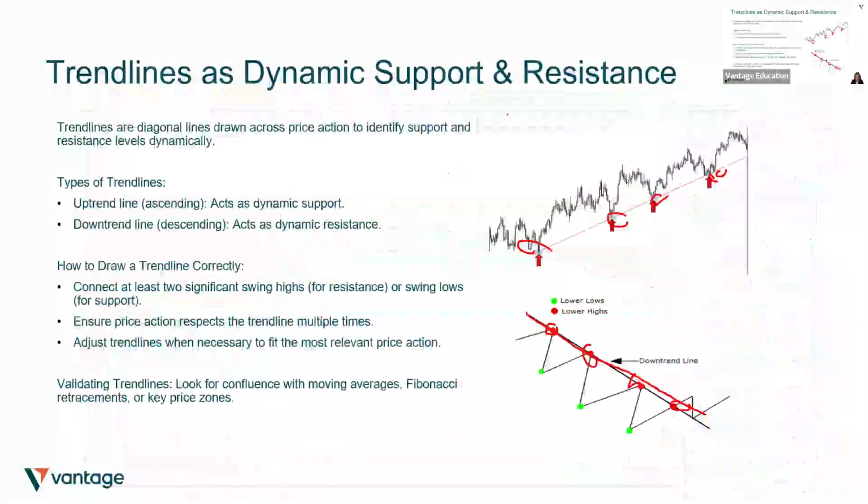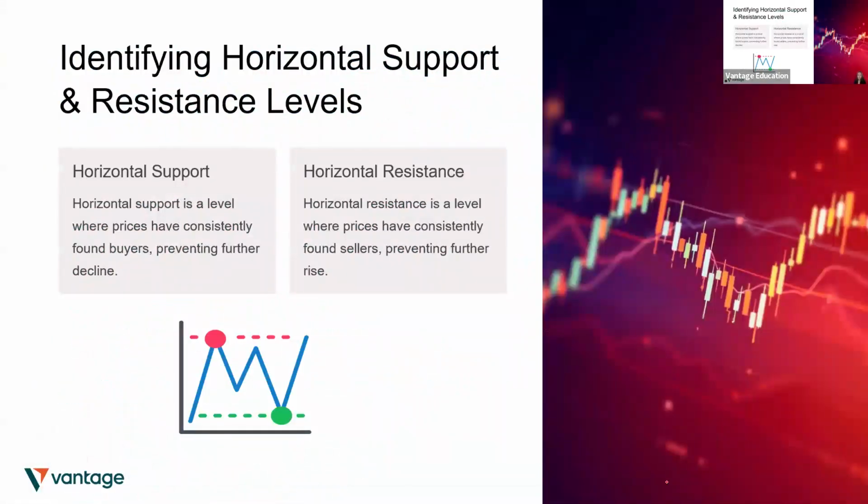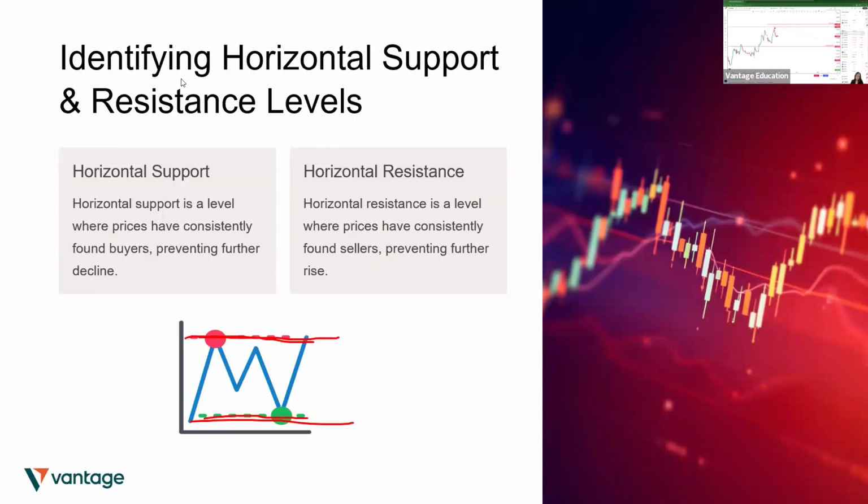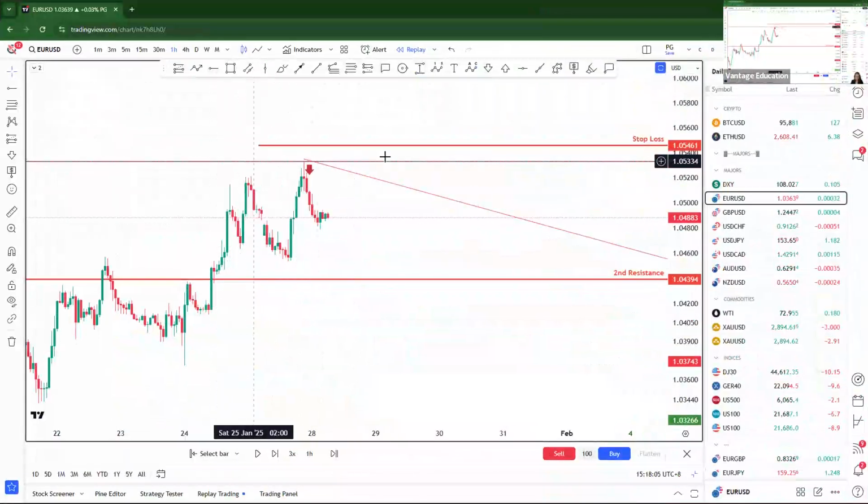Continue. Okay, what about identifying horizontal support and resistance, which we already know: horizontal support is where the price has consistently found a buyer, preventing further decline, which is this one, we know already, right? And if you were to look at it like that, it just looks sideways or ranging. Horizontal resistance level is just like that, okay? So basically, horizontal resistance is a level where price has consistently found a seller, preventing further rise. That's why, if you know how to identify the key level correctly, horizontal, right?